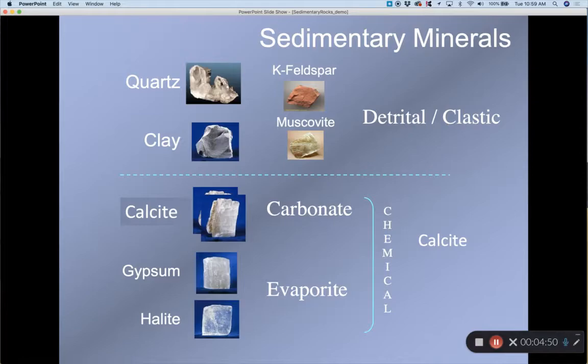Sediments can crystallize because of the evaporation of seawater, and you can form what we call evaporite sedimentary rocks, which are composed of minerals that precipitate inorganically as the ions become concentrated in evaporating seawater.